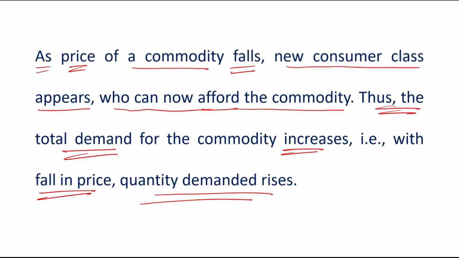So it shows the inverse relation between the price and quantity demanded, and when it shows the inverse relation, that means the demand curve is downward sloping. I hope the concept is clear. Okay, thank you.